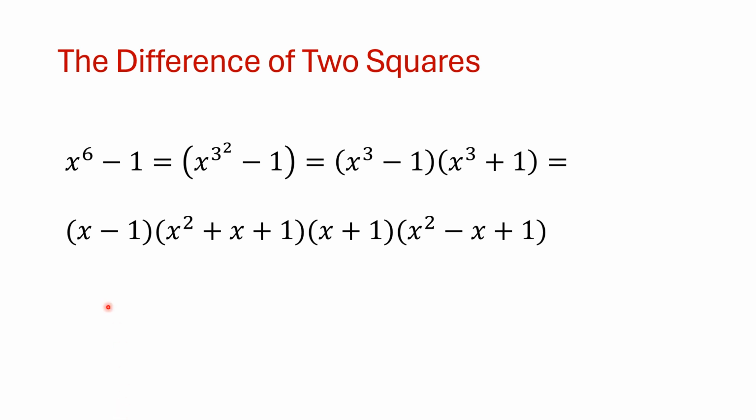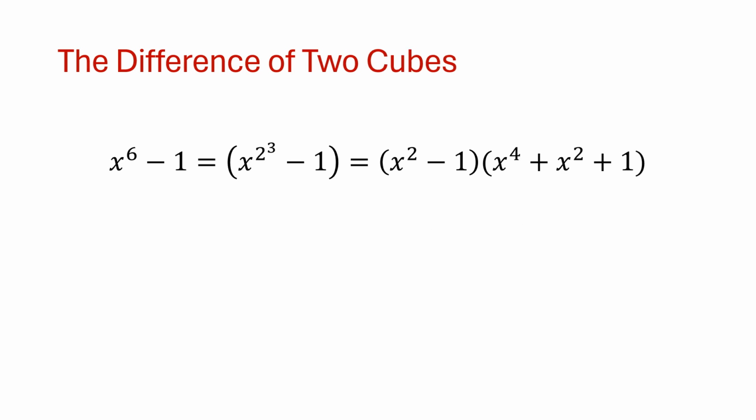So we have successfully taken x to the 6 minus 1 and reduced it to four factors, two of which have x squared terms, but it doesn't look like there's any hope for doing anything more. Well, we can look at the same expression as the difference of two cubes. X to the 6 could be thought of as x squared cubed minus 1. And so if I look at that, I get x squared minus 1, and then x to the 4th plus x squared plus 1. This would be the difference of two cubes.